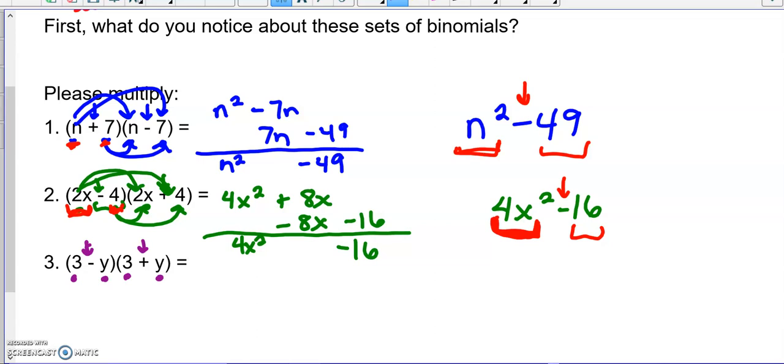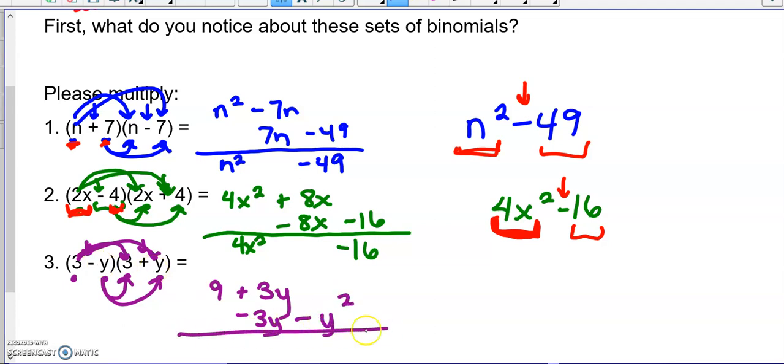So with that said, look at number 3 and see if you can figure out exactly what that should end up as. If you still want to do the distribution or the foiling or the boxes, you can certainly do that to multiply them as well. Okay, I'm going to have 3 times 3, which is 9. 3 times y, which is going to be 3y. Now I'm on to my second term. Negative y times 3 is negative 3y.